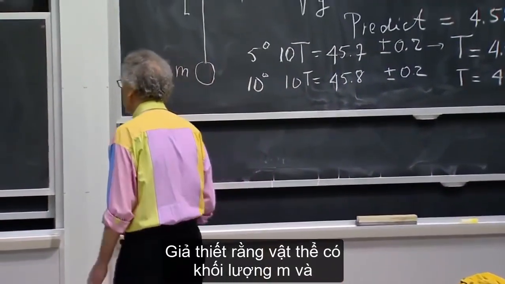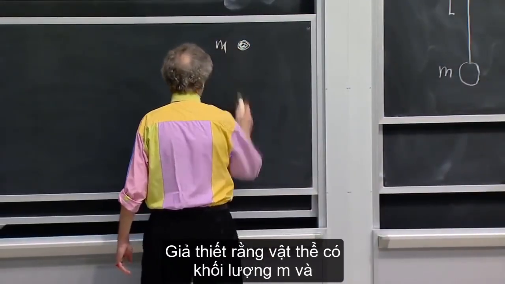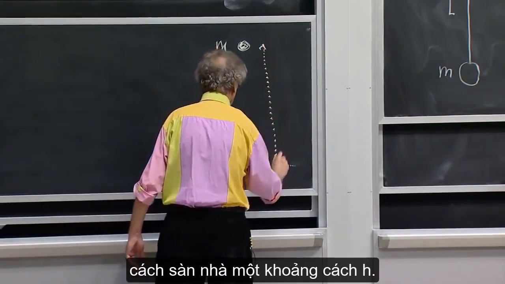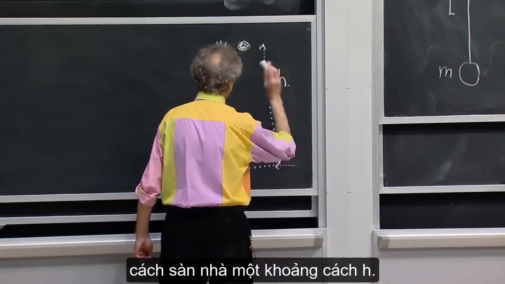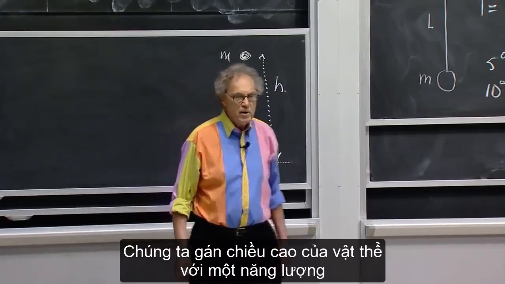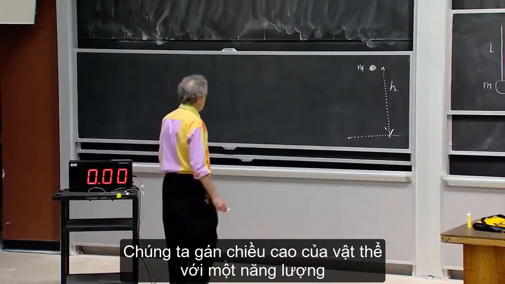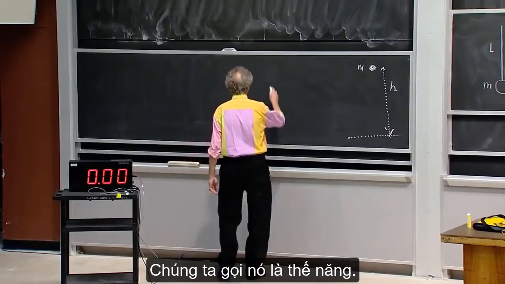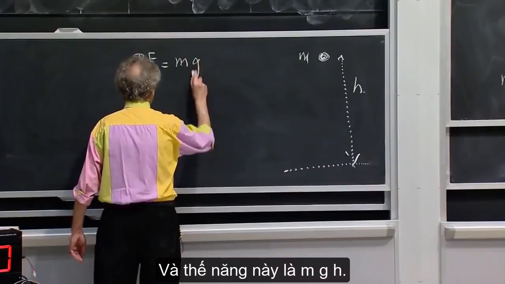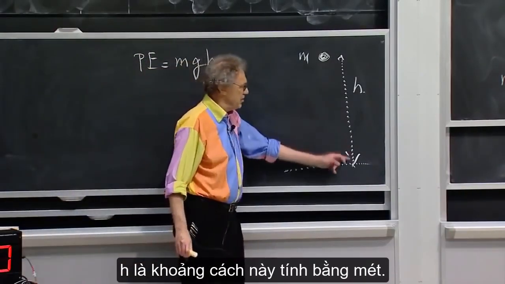Suppose the object has a mass m and is a distance h from the floor. Here's the floor, here's the object, h. We associate with the position of that object an energy that has a name. We call that potential energy. And that potential energy is mgh. You already know what g is. Well, h is this distance in meters.